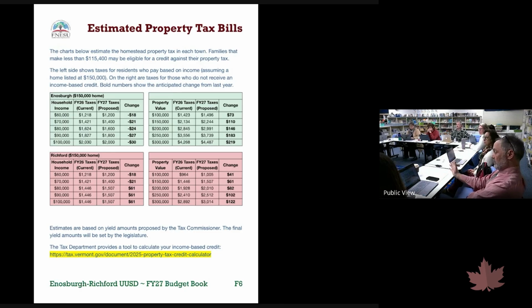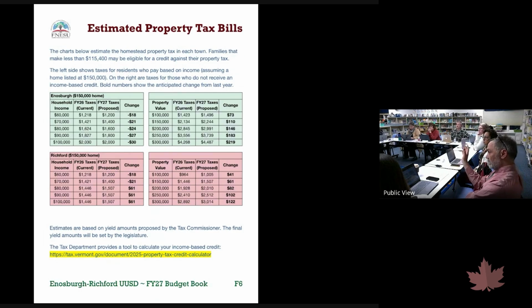But on this one, basically on the left side, is what people can expect to pay in either town if their assessed value is $150,000 and they have those income levels running down the left side. So you'll see for the neediest or the most vulnerable taxpayers, those low incomes, they actually may see a decrease with this budget, even without what we've talked about with the yield. And that's because of the income sensitivity portion and how that changes from year to year.